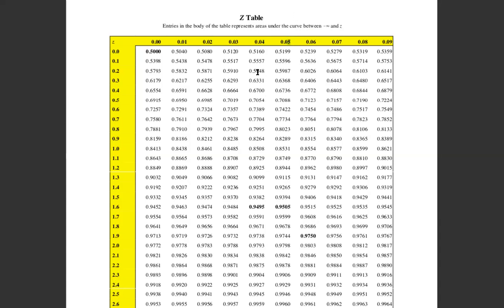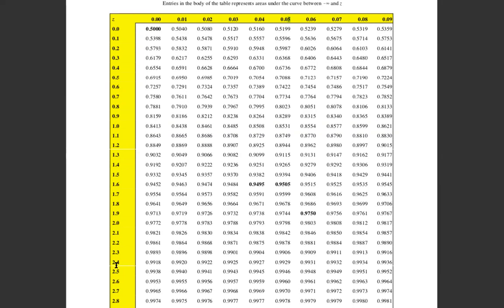2.45. In order to get the area information, you would look at the intersection of your relevant row and your relevant column, 2.45, and the area you get is 0.9929. That means that if you have a Z-score of positive 2.45, the area to the left of that Z-score is 0.9929. That means 99.29% of the distribution lies to the left.